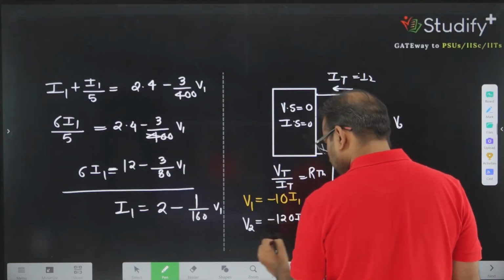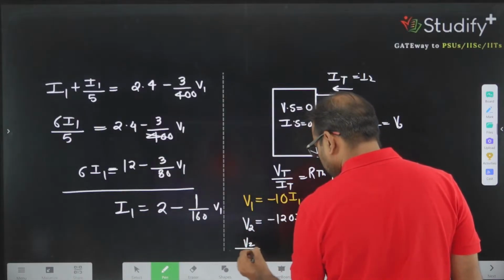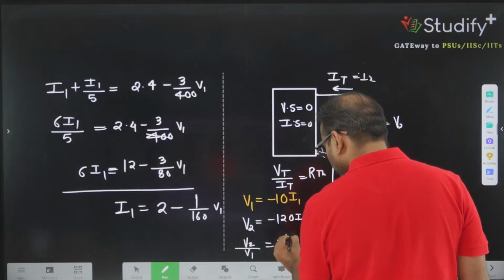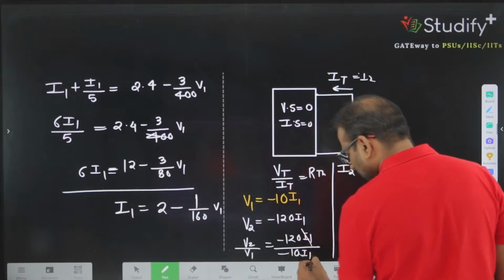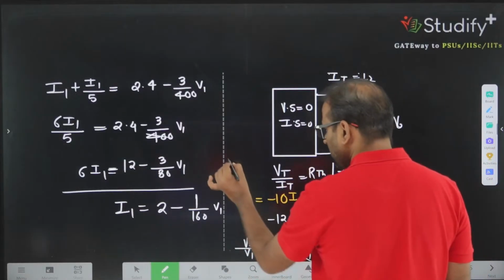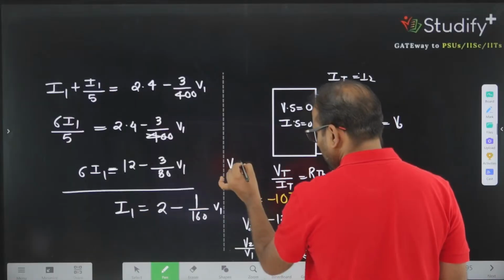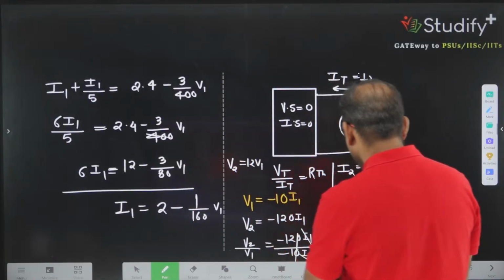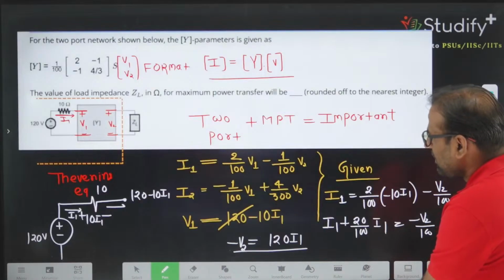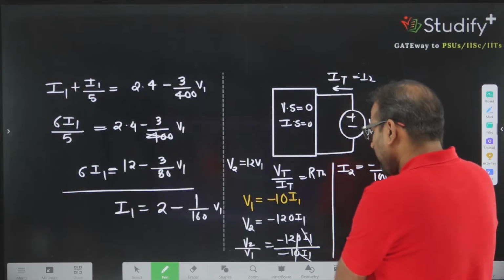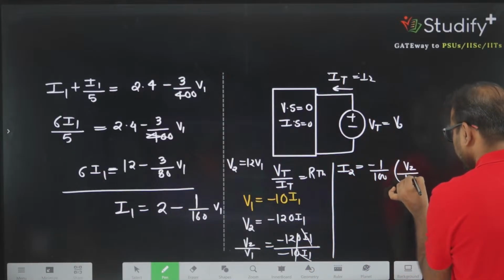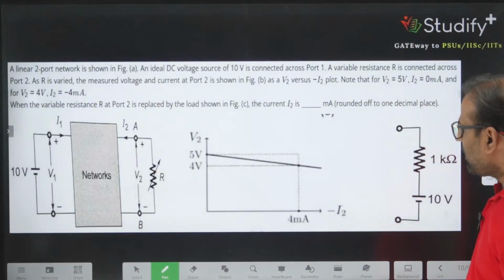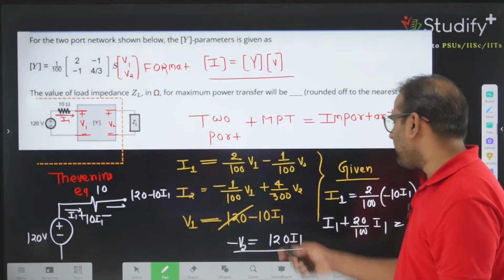When you calculate this, V2 divided by V1 is equivalent to minus 120 I1 divided by minus 10 I1. It is cancelled. So V2 equal to 12 times V1. So this value is 2 by 100 times minus 1 by 100 times V1, and we don't want V1, we want V2. So V1 can be written as V2 divided by 12. Fine. And what else is needed? The other needed term is 3 by 400 V2.